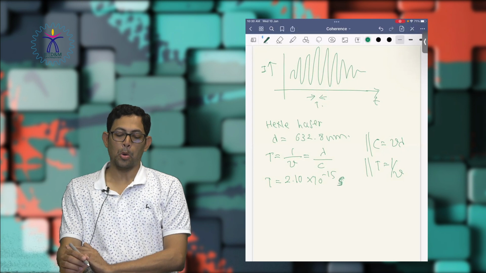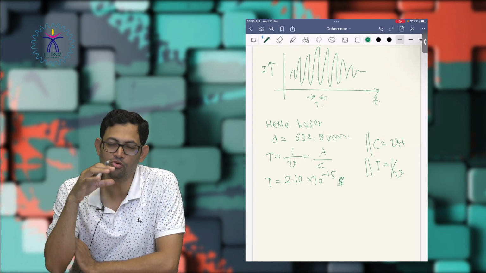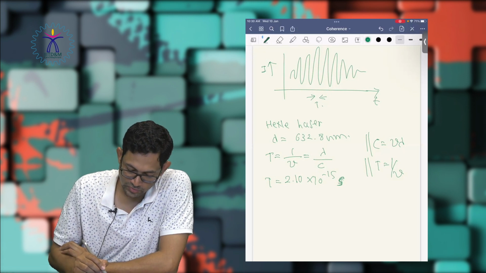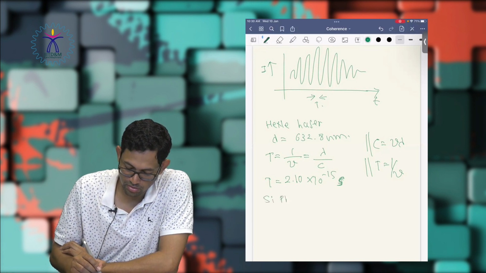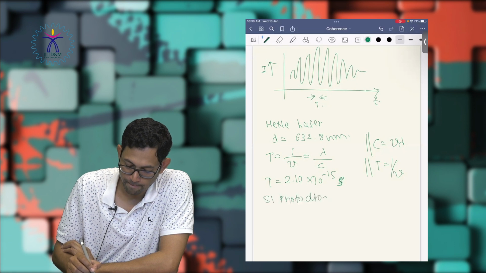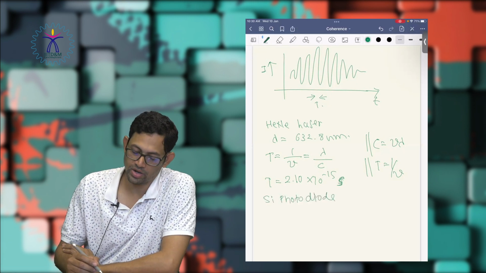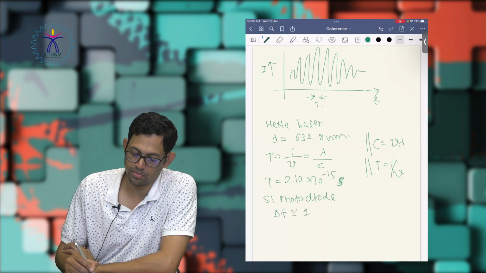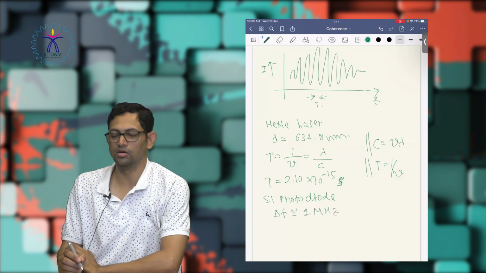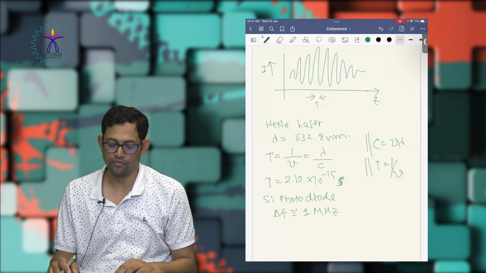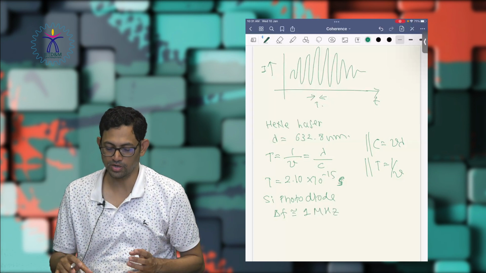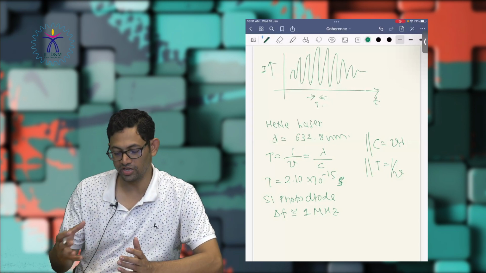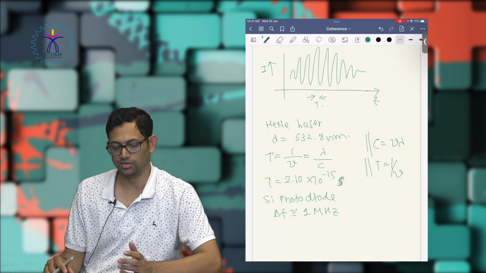similar in order of femtoseconds, as we have done earlier as well. Now when we talk about the detectors, because we want to detect this wave packet, when we talk about a silicon photodiode, it has a bandwidth of approximately 1 megahertz. That is, most of the generalized photodiodes that we have can reach a frequency of at most 1 megahertz.